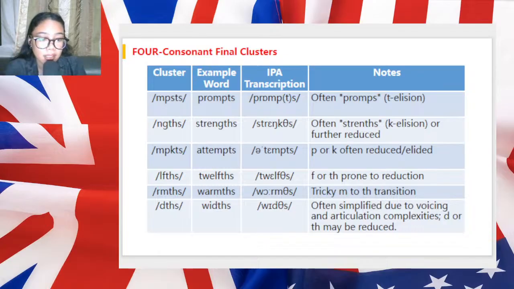Let's try saying prompts both ways. First, articulating all four sounds, and then allowing for the natural T elision. First, prompts. Next is prompts. All right.